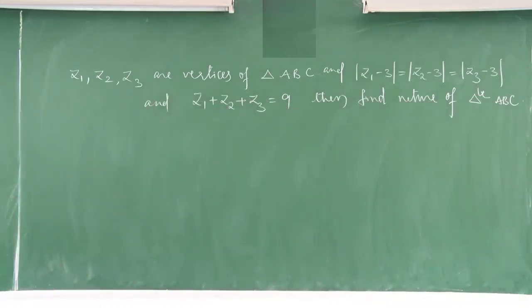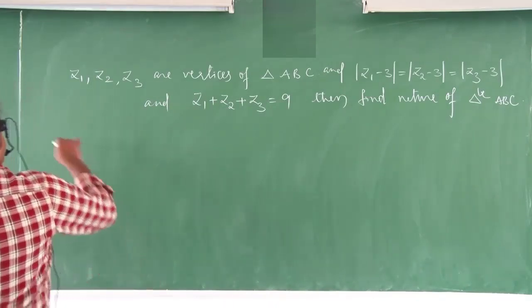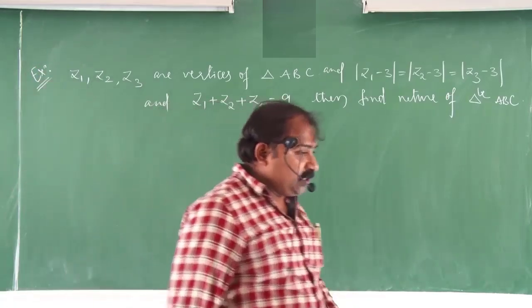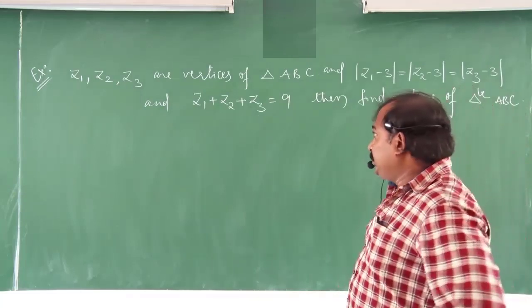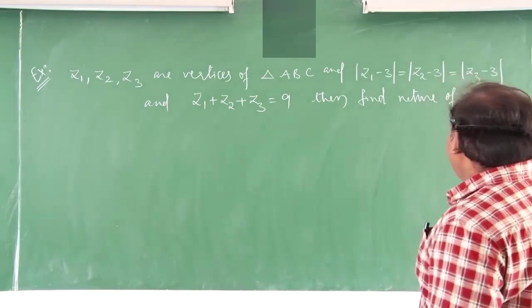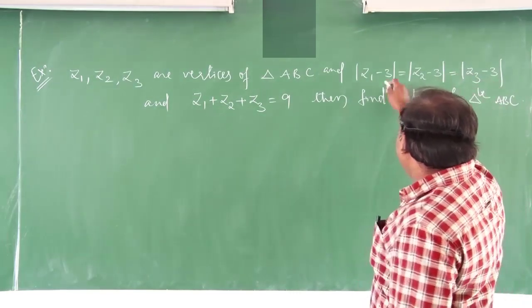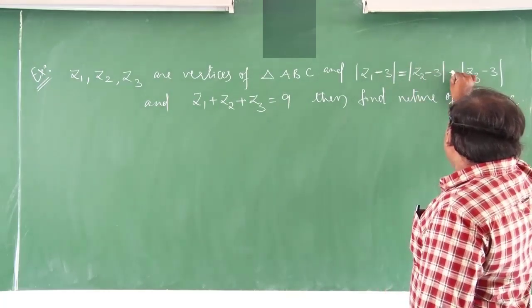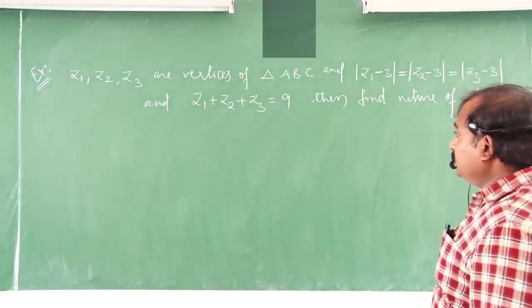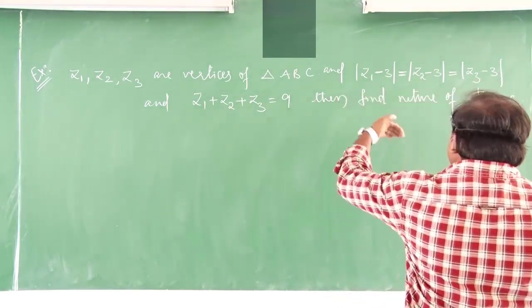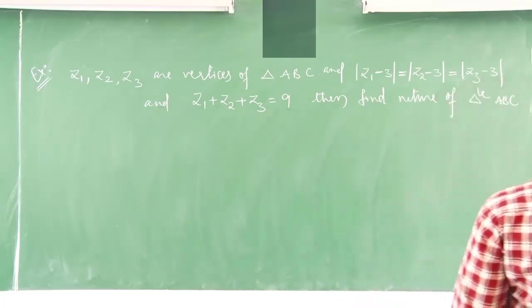Here this is also a geometrical application of complex numbers. The example they have given is z1 comma z2 comma z3 are vertices of triangle ABC, and according to the data, modulus of z1 minus 3 is equal to modulus of z2 minus 3 is equal to modulus of z3 minus 3, and z1 plus z2 plus z3 is equal to 9. Then what is the nature of the triangle ABC? That is what they are asking. Okay.